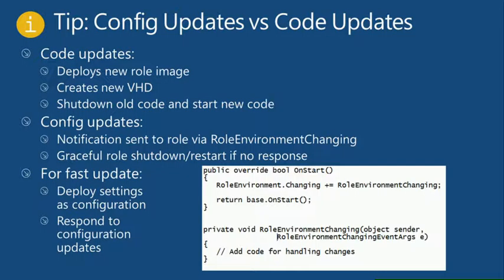And this will take a few seconds versus the marching of update domains for code updates, where we're deploying packages, creating VMs, shutting down the roles, and so on. That can take, on average, 5 minutes. We're bringing that time down. Our goal is 2 minutes, but right now it's around 5 minutes for a couple instance service.